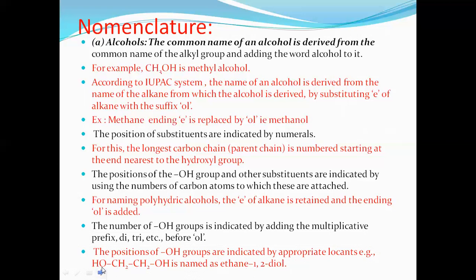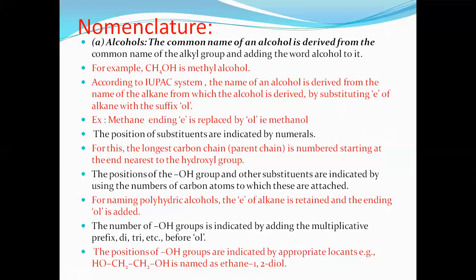First position contains OH, therefore 1. Second position contains OH, therefore this also 2. Therefore 1, 2, and there are two OH groups, therefore di and ol is added. This is the method of nomenclature of polyhydric alcohols. That means the alcohol which contains two or more OH groups.